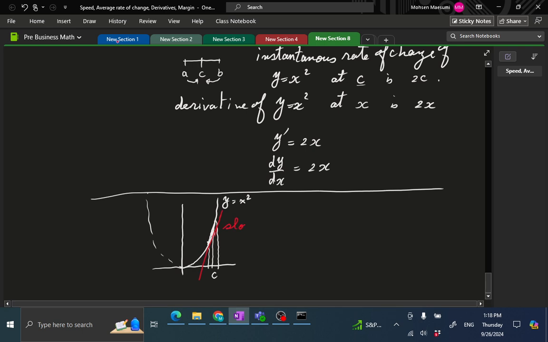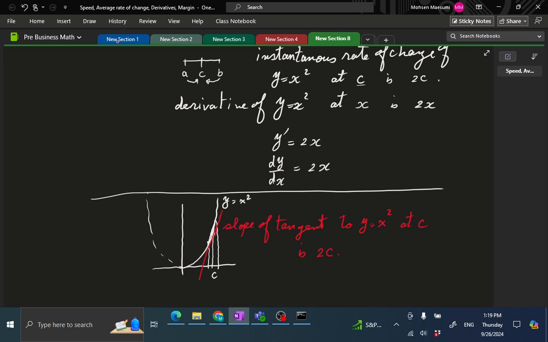What is the slope of that tangent line? Slope of tangent line to y equal to x squared at C is whatever this quantity is, 2C. So for example, slope of tangent line to y equal to x squared at 5 will be 10, because twice 5 is 10, and so on.